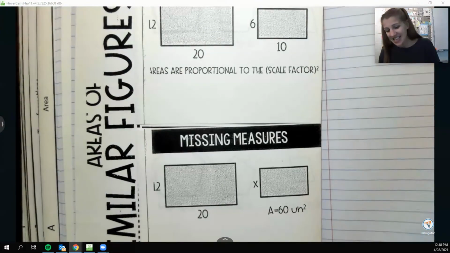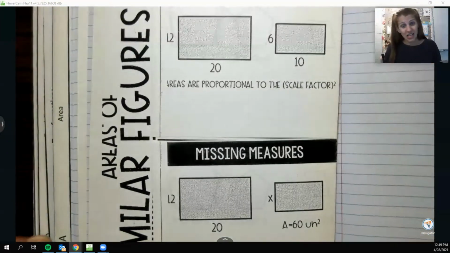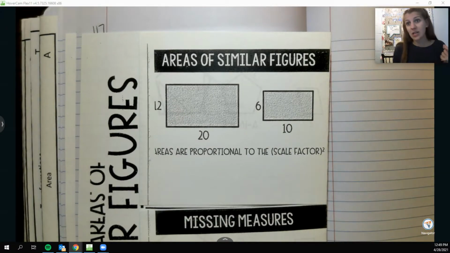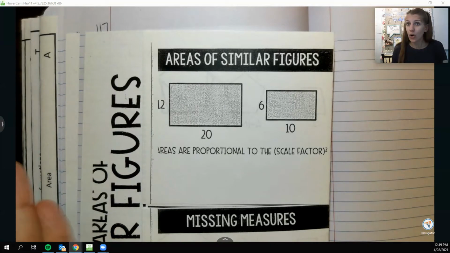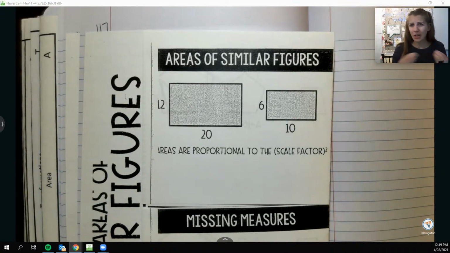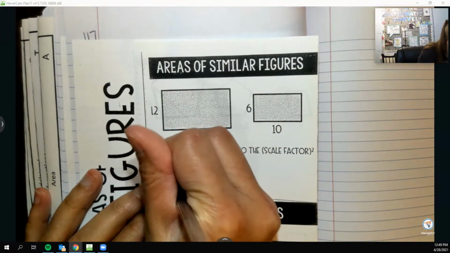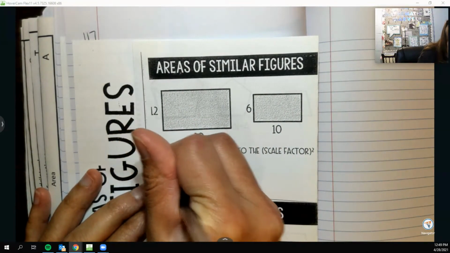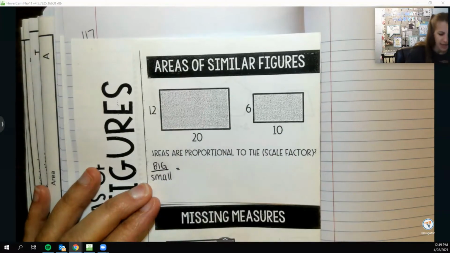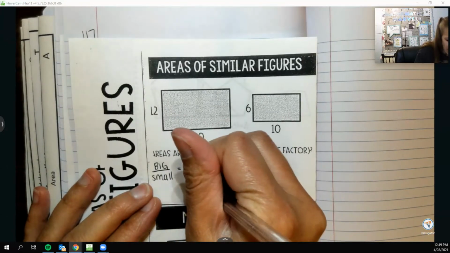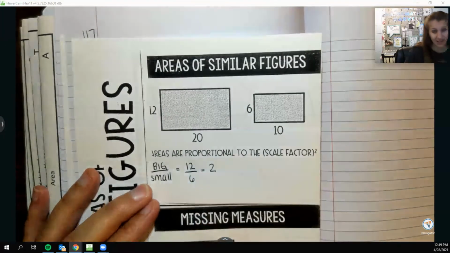So if I'm looking at similar figures, like I know that they are similar, I mean like all rectangles are similar to each other, then I can find their scale factor. If you remember, we find scale factor by doing one side length over its corresponding side. So either big over small or small over big, you can choose. So let's say in this case, we choose to do big over small as my scale factor. If I do big over small, then the scale factor is just 2.